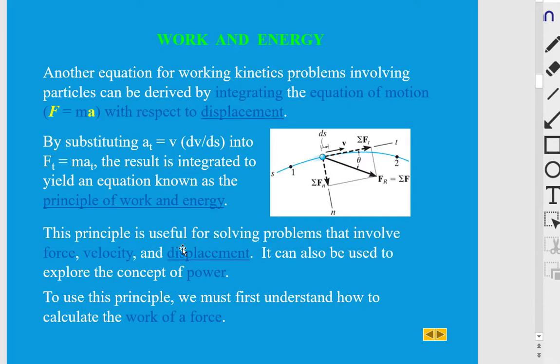All right. So the work and energy equation is obtained by rearranging Newton's second law. We know that the summation of all forces acting on a particle is equal to the mass times the acceleration of that particle. And by the chain rule, the acceleration can be written as v dv/ds.